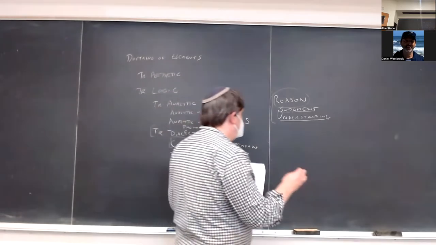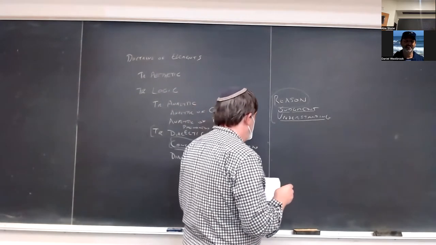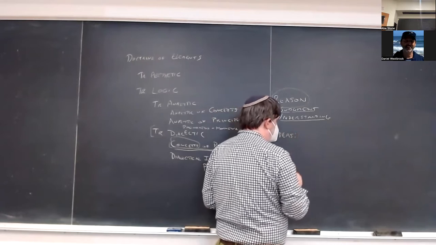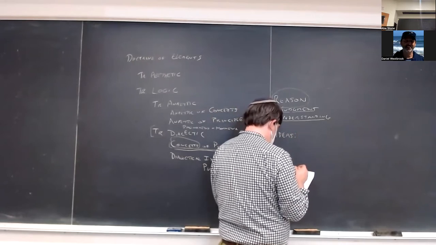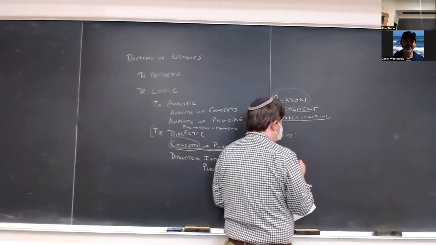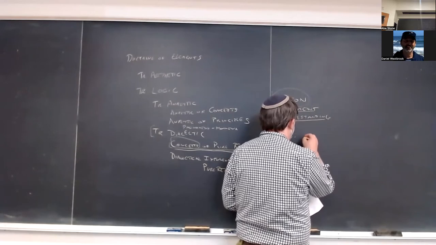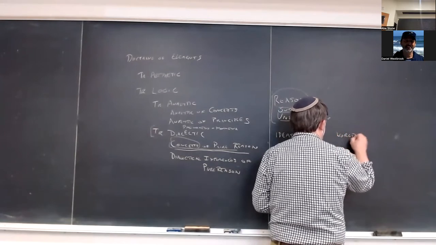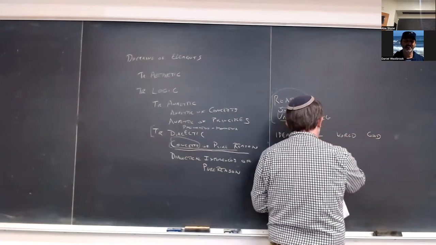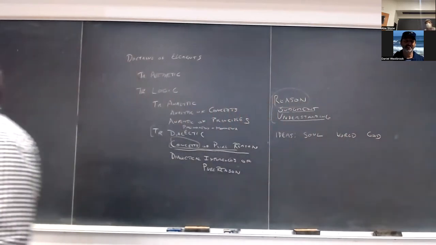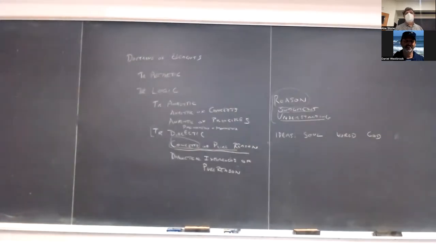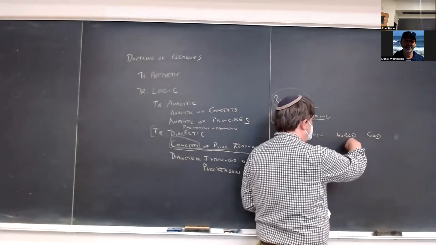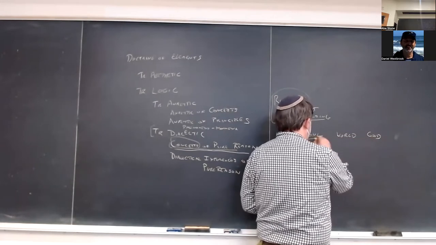So the overall structure of the transcendental dialectic is going to be that there are three ideas of reason. This is the idea of the soul as something immaterial, basically, the rational soul. This is the idea of the world as a totality, the world as a whole. And this is the idea of God. So these are the three ideas.